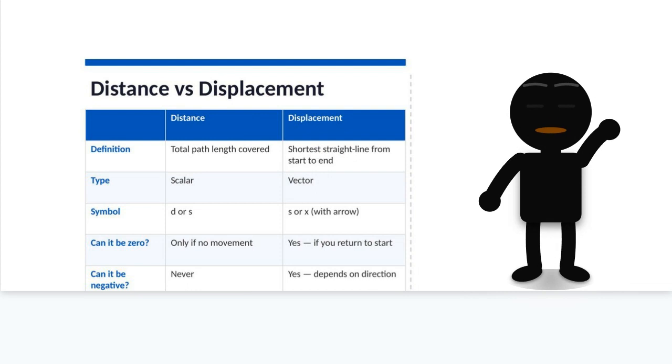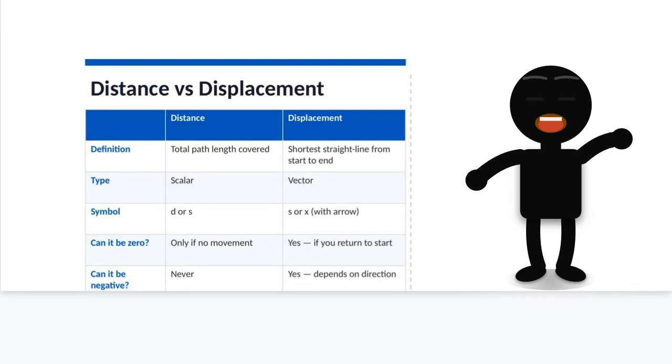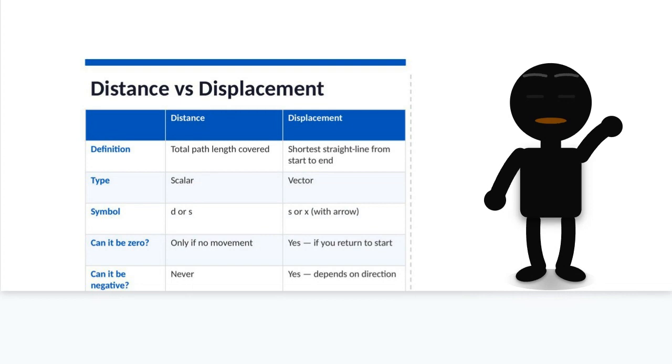The important thing to remember is this: distance is about the journey, displacement is about the result. A student walking from home to school and back home again has covered a total distance of, say, 2 kilometers, but their displacement is zero because they are back where they started.